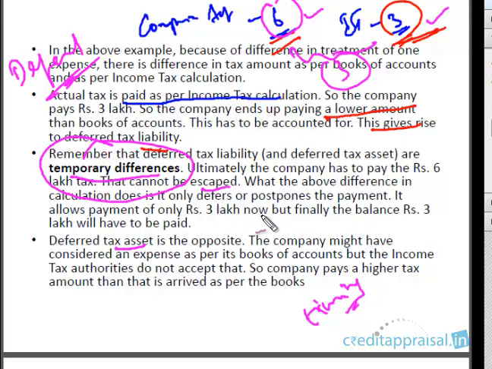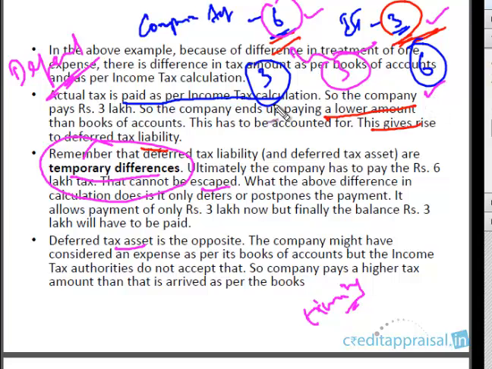Deferred tax asset is the opposite. Here we have taken that the Companies Act has arrived at 6 lakhs and the IT Act has arrived at 3. If the reverse is the case, if the Companies Act has arrived at 3 lakhs while the IT calculation has arrived at 6 lakhs, the company still has to pay as per the Income Tax Act, because whatever the Income Tax Act calculation says, the company has to pay.